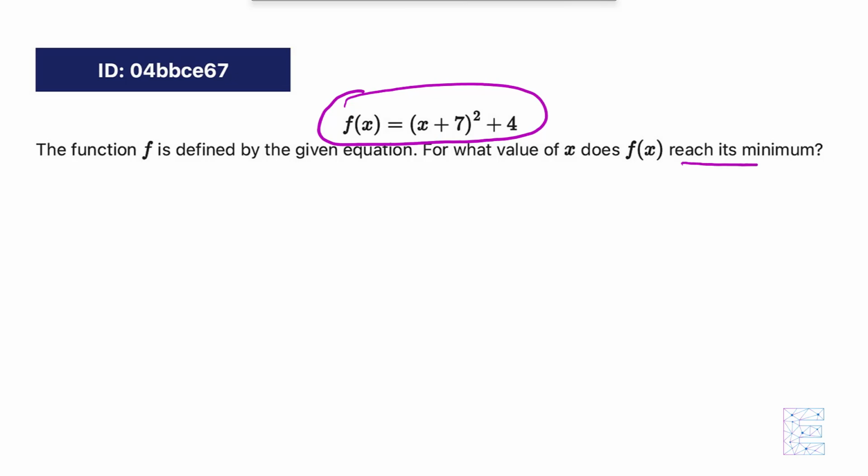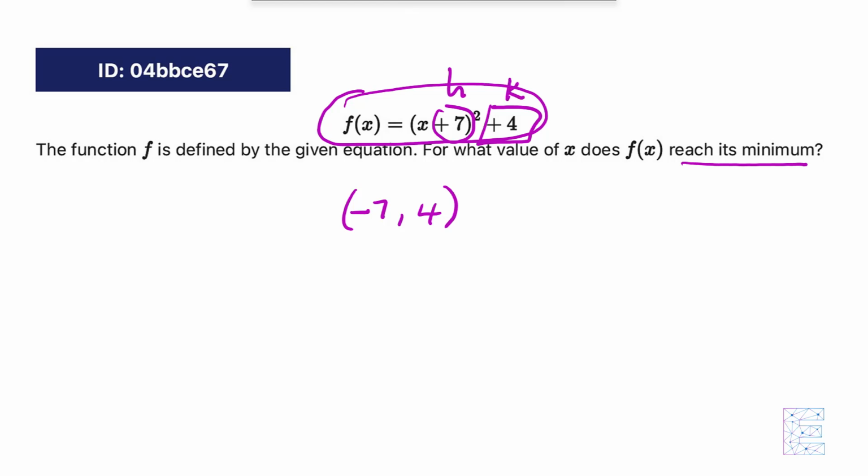So if you're looking for the minimum, you're looking for the vertex of that quadratic. Remember, to find the vertex, if the equation is in vertex form, it's very easy. -7, 4 is the vertex. And if you're wondering how we got that, simply change the sign of this guy and keep this sign right here. This is known as the h value. This is known as the k value.